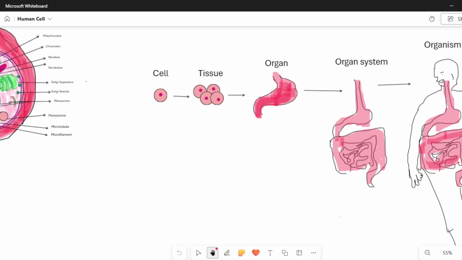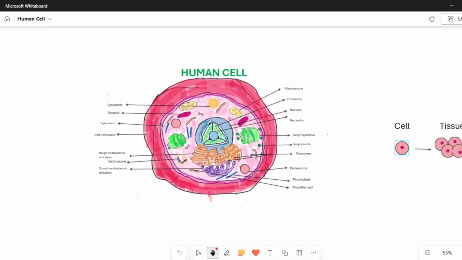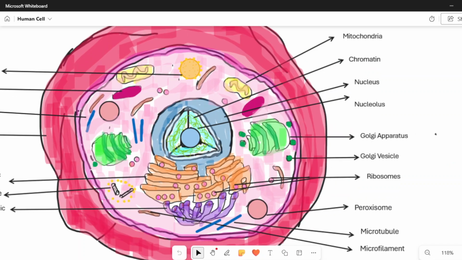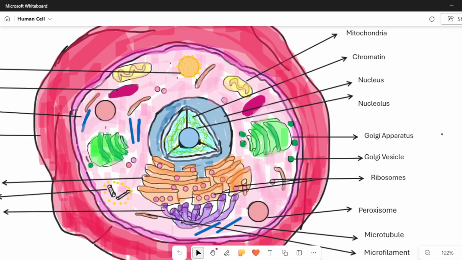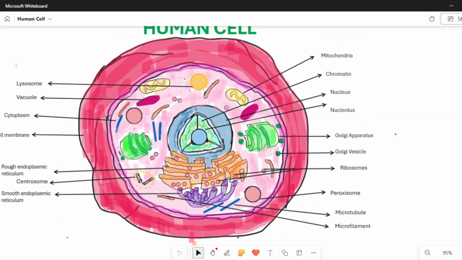Now we are going to discuss this cell in detail. You can see how small the cell is. This is the smallest part of our human body, and we are going to study this cell now. Let us see in a bigger view how this cell looks.